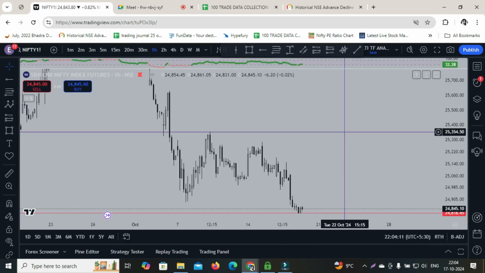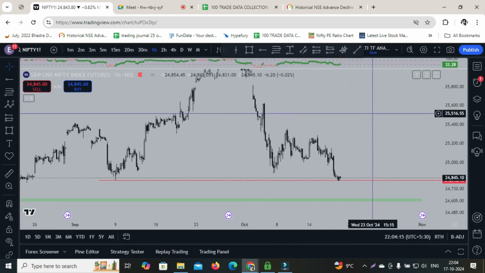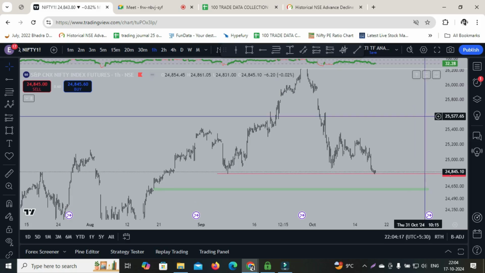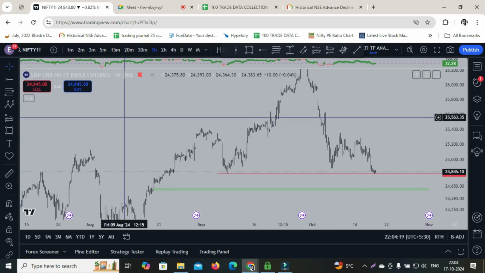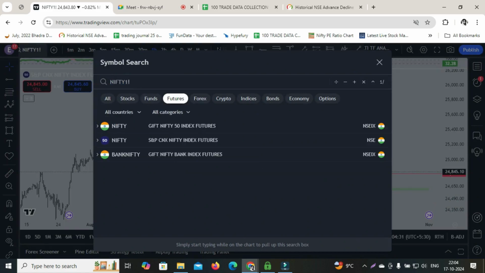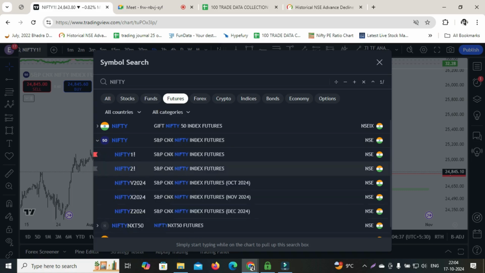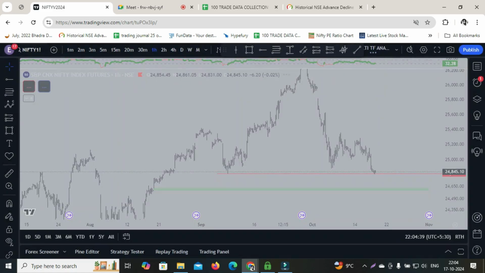Okay, so this is it. This is Nifty futures, Nifty continuous futures. There is something known as continuous futures, where the symbol is NIFTY1 with an exclamation mark. Otherwise, the October series is going on. So for Nifty October futures, you have to go here, go through futures, then go to Nifty, then CNX Nifty index futures, and then October futures.